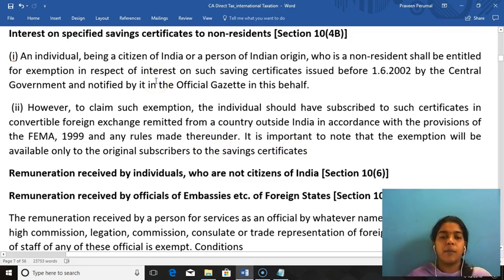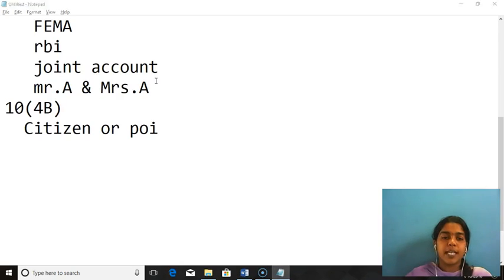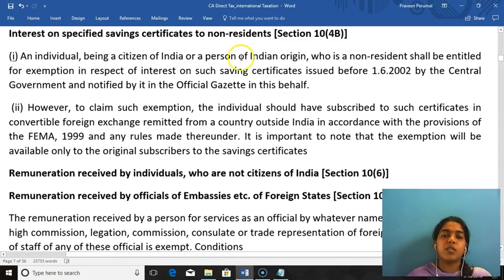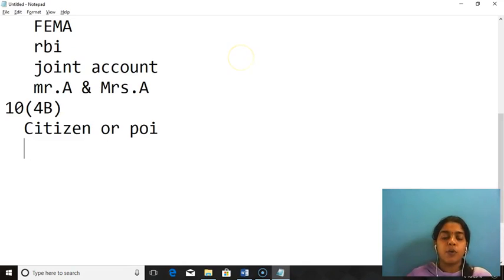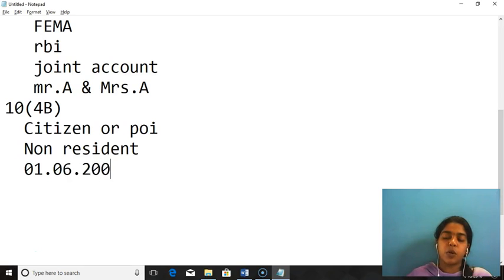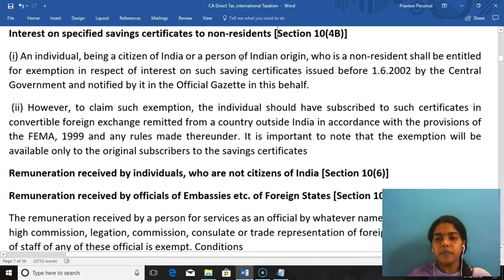If the savings certificate is transferred or endorsed to other people, the exemption will not be available. Exemption is only for the first original subscriber, an individual who is a citizen of India or person of Indian origin currently a non-resident. And here also the cutoff date is 1/6/2002. It should have been issued before that, and notified by the central government in the official gazette.